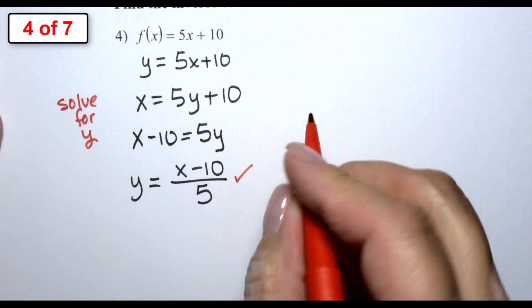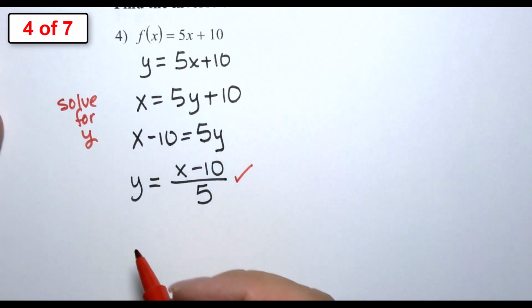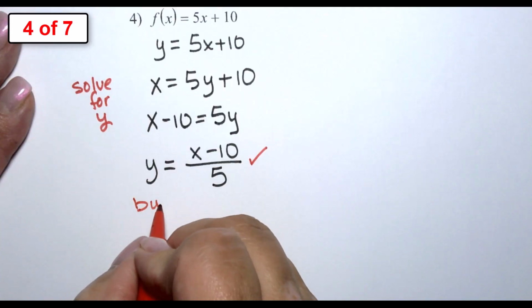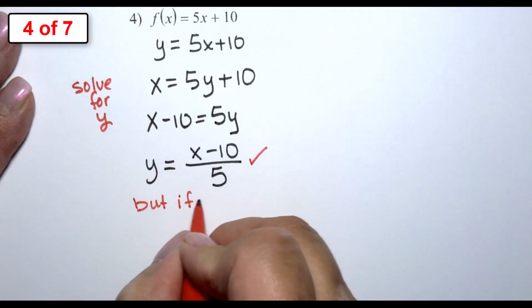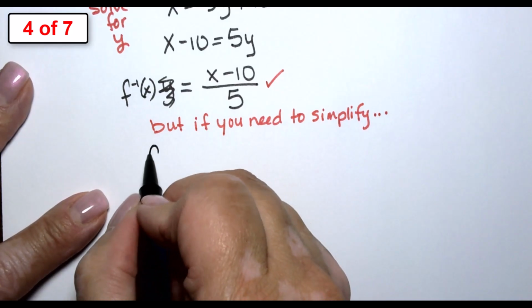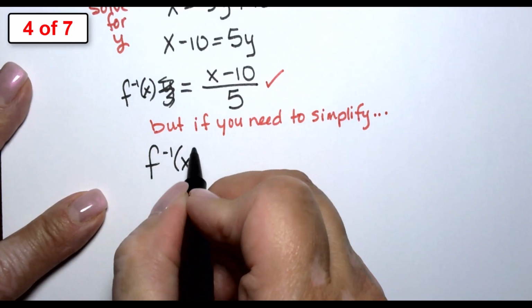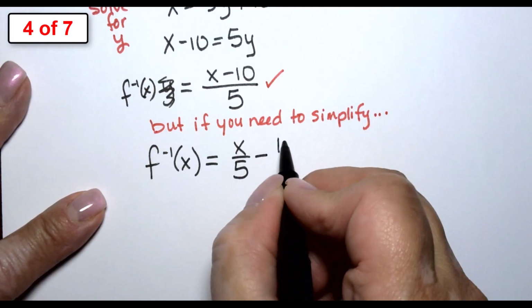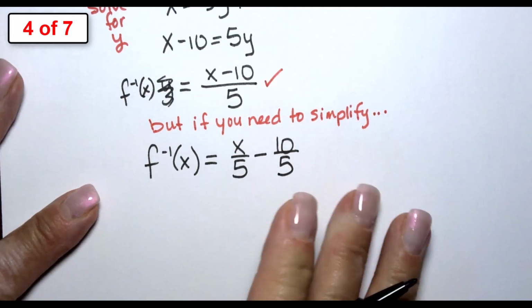But if you're doing like a multiple choice test and you don't see it, you can still simplify this by breaking that up into 2 fractions. And I need to use the right notation. The inverse has f of -1. That's the inverse. This was 2 fractions that had a common denominator of 5.